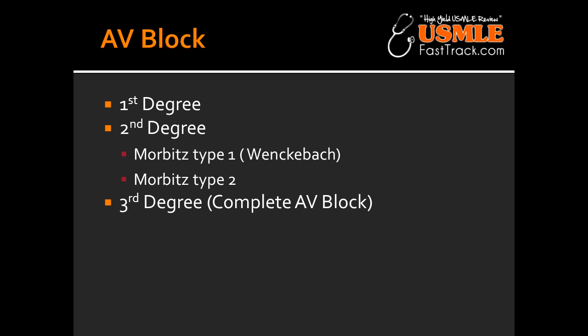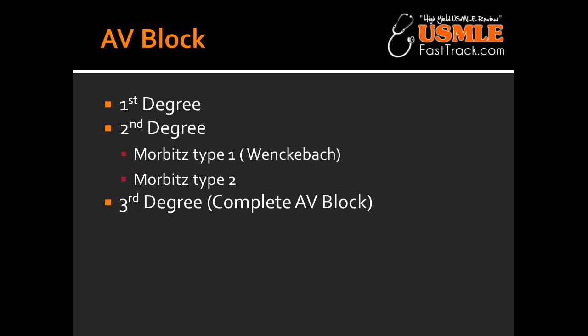AV block, first degree. What is first degree AV block? First degree AV block is where the PR interval is prolonged more than 200 milliseconds. What are some of the symptoms of first degree AV block? First degree AV block is generally asymptomatic. What about second degree AV block? In second degree AV block, there are two different types. One is called Mobitz type 1 and the second one is called Mobitz type 2. Both of these are known as second degree AV block.